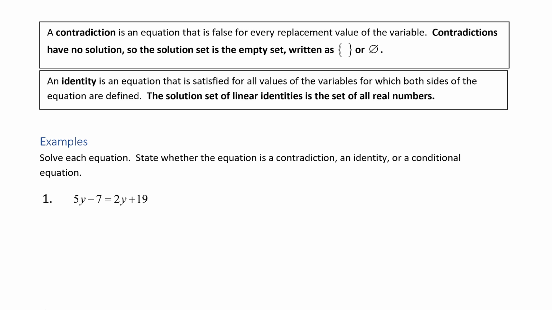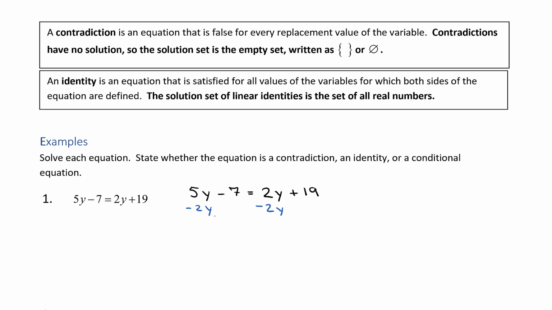Solve each equation. State whether the equation is a contradiction, an identity, or a conditional equation. Number 1. 5y minus 7 equals 2y plus 19. Let's begin by rewriting the equation. So I'm going to go ahead and write out 5y minus 7 equals 2y plus 19. We want to get all of our y terms to one side of the equation, so I'm going to subtract 2y to both sides of the equal sign.